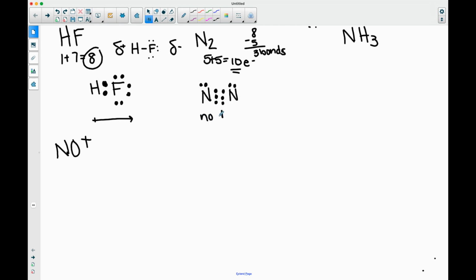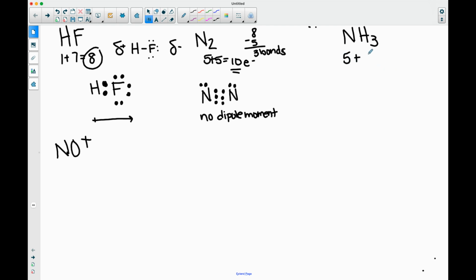We would write no dipole moment because it is symmetrical, nonpolar, does not need a positive side or a negative side. This is linear, 180-degree bond angle.